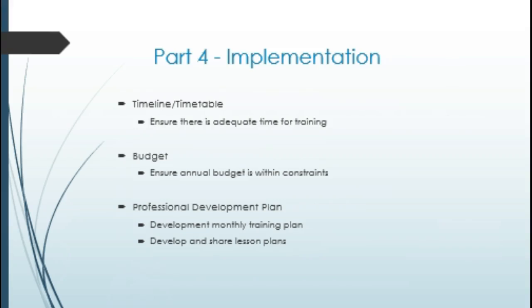The budget was making sure the annual budget was within constraints. Again, we know that can fluctuate up or down, but the big piece here is to make sure that we have everything we need for the students to be successful. Then lastly, the professional development plan: develop a monthly training plan, and then develop and share lesson plans amongst teachers.